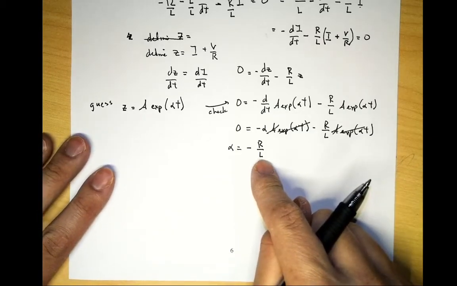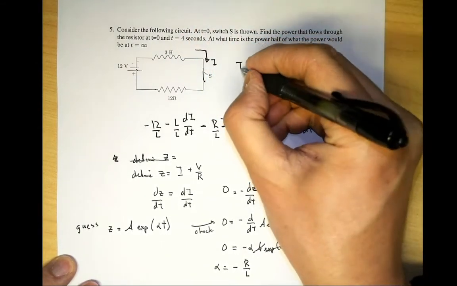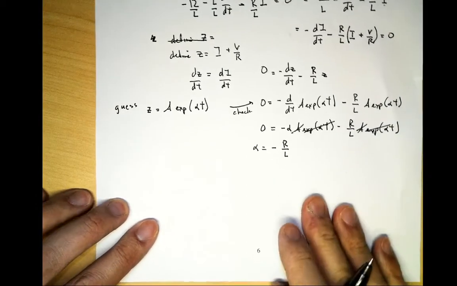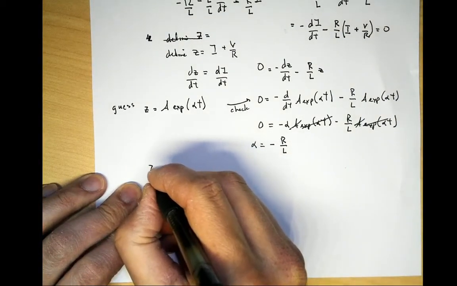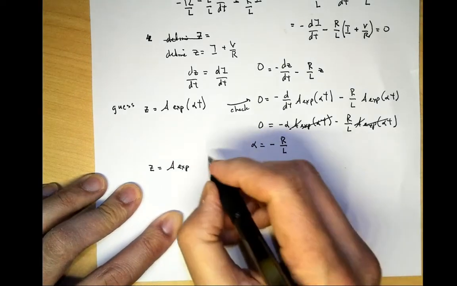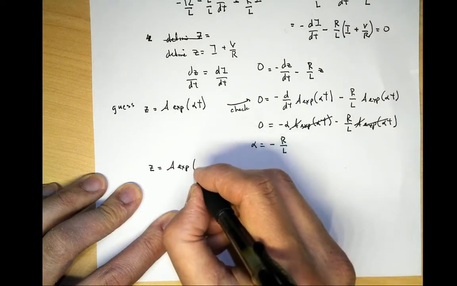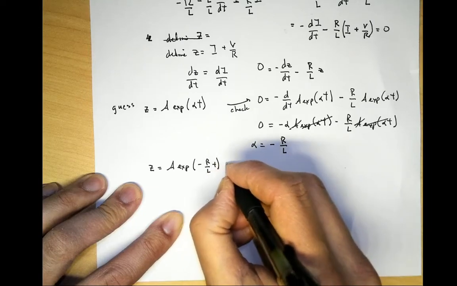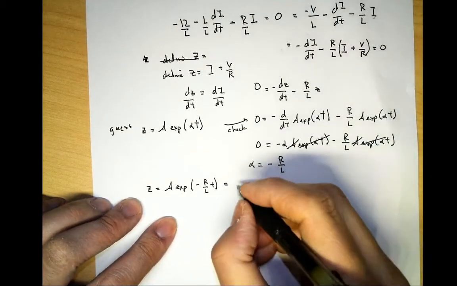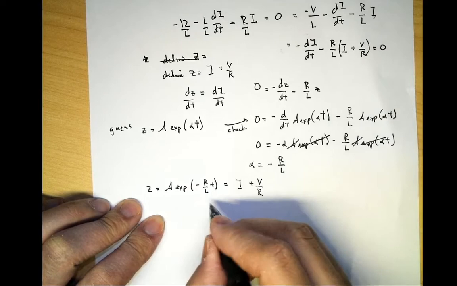Now the other thing you have to know, from looking at this plot, is that at t equals 0 there is no current that flows through. So I is equal to 0 at t equals 0. Once you have this, let's plug this back in. Z is equal to A exponent minus R over L times t. That is equal to what? Well, I defined Z somewhere. That's my Z, so this can be equal to I plus V over R.